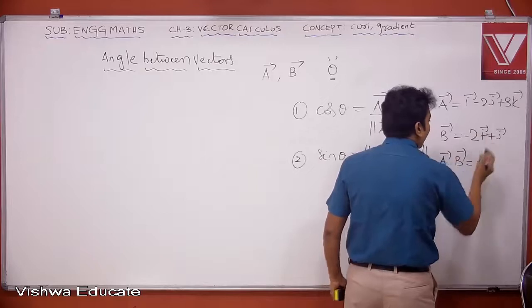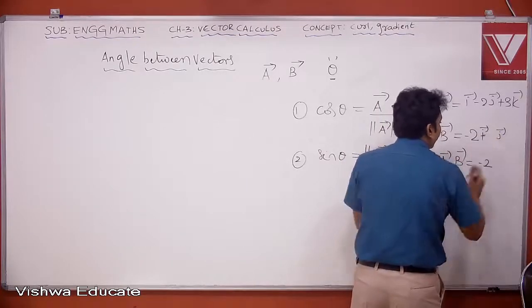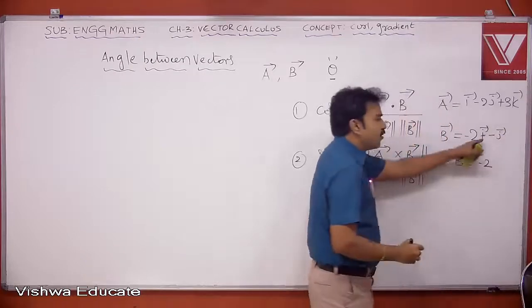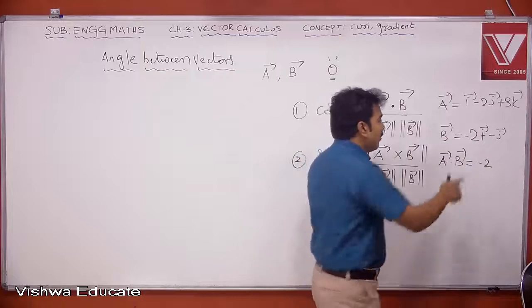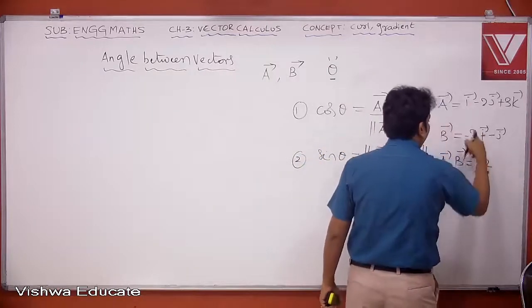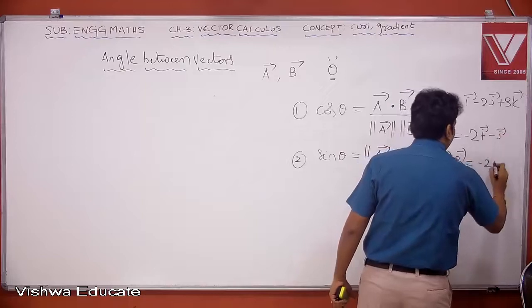In order to get the value simply, I will do one thing. I can take here also minus. Then I will get the value easily. Even if you take plus, you will get the value, but here it is very simple for me. So minus 2 a bar minus 2 j bar. 1 into minus 2, minus 2. Minus 2 into minus 1, plus 2.